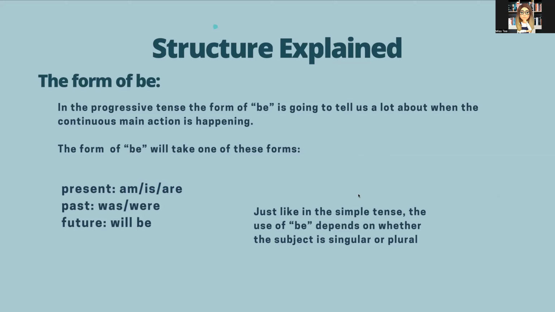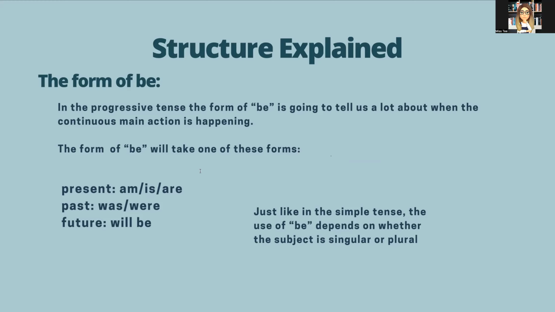So for example, we can have: I am writing an essay. Or she is writing an essay. Or they are writing an essay. So this is all signal that this is happening in the present. And we just have these different forms, and the forms rely on our subject, just like in the simple present tense.